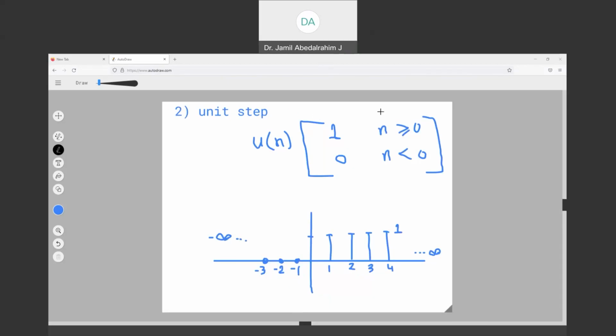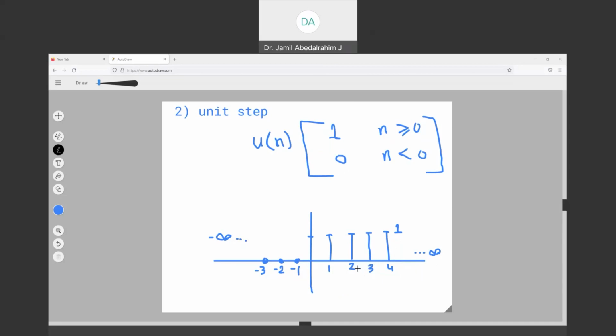Okay, what about unit step? Unit step, the second type. What are the general properties here? U of n says the value of the signal is 1 when n is equal to or more than 0, meaning non-negative numbers. Okay, so at time 0, 1, 2, 3, 4 until infinity, the amplitude is 1.